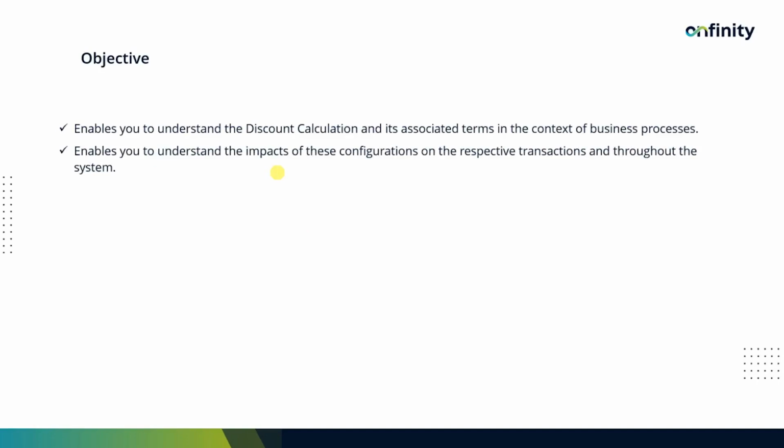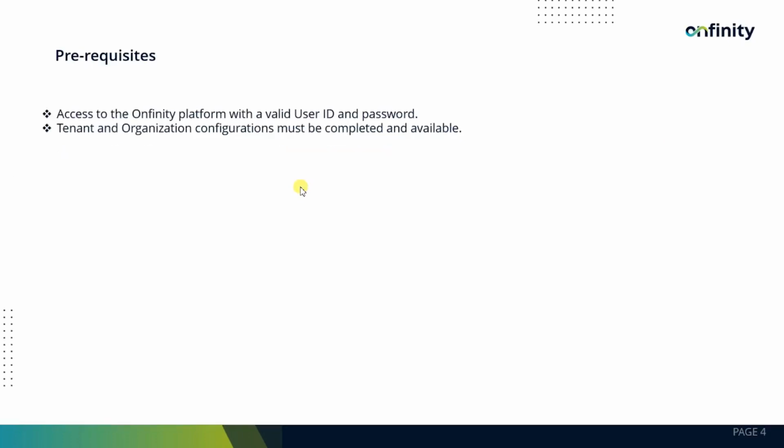The objective of this session is to enable you to understand the discount calculation and its related terms in the context of business processes. It also enables you to understand the impacts of these configurations on the respective transactions and throughout the system. Prerequisites. Before beginning the discount calculation training, please ensure the following prerequisites are met. You must have access to the Onfinity platform with a valid user ID and password. Tenant and organization configurations should be completed and available.